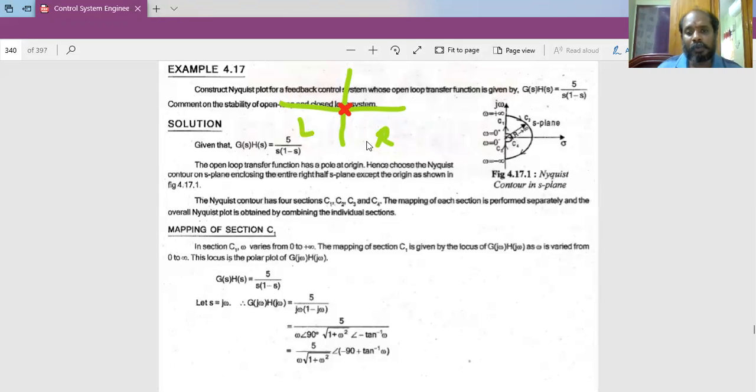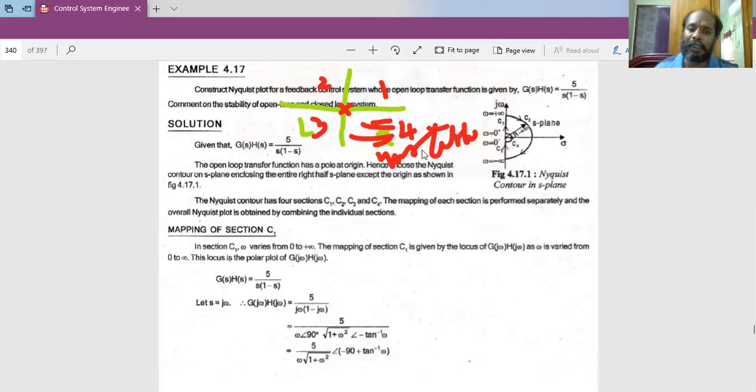Now, what is the second pole? It is 1 minus s. If you substitute j omega, it is 1 minus j omega. The real part is on the right hand side, and the imaginary part is minus j omega. So you may have a pole in this region, that is, first quadrant, second quadrant, third quadrant, and fourth quadrant. You may have a pole in the fourth quadrant. Since it is in the right hand side, the open loop system is unstable.